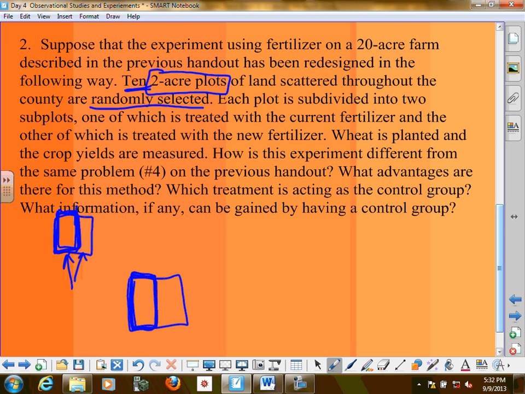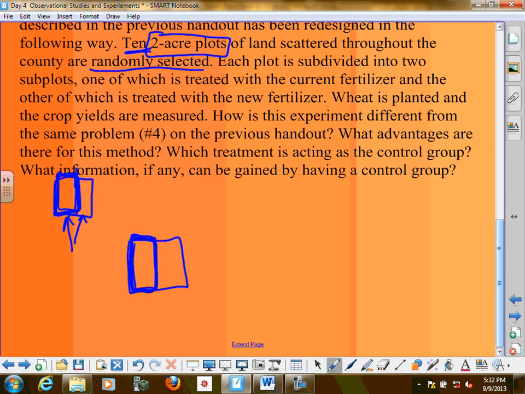All right. Wheat is planted on the crops and the yields are measured. How is this experiment different from the same problem in number 4 on the previous handout? What advantage is there for this method? Which treatment is acting as the control group? And what information, if any, can be gained? Okay, so the first question is, how is this experiment different from the previous handout?